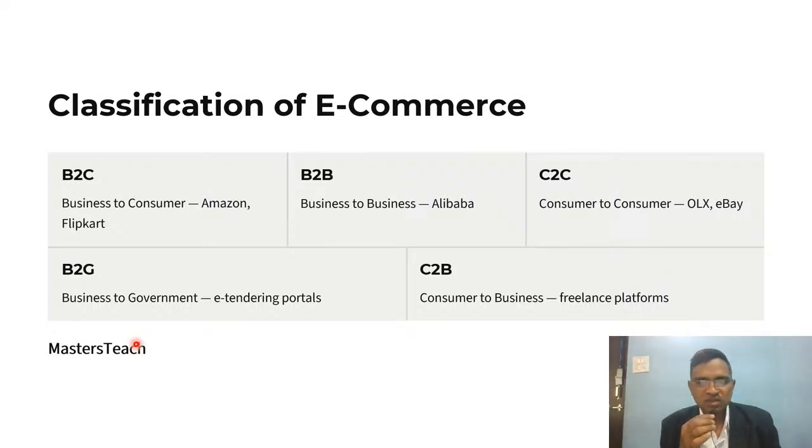Then consumer to business. Consumer to business means using freelance applications, where as a customer you can offer your services to the business. That is C2B. So the classification of e-commerce is B2C, business to consumer, B2B, business to business, C2C, consumer to consumer, whereas B2G is business to government, and C2B is consumer to business.